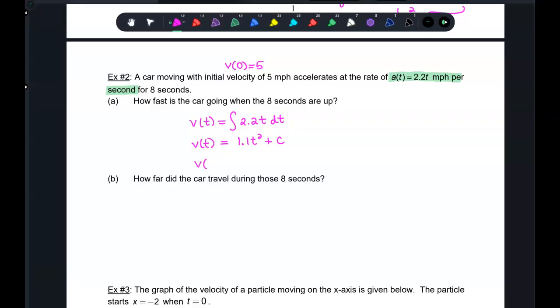So velocity, and this is going to be miles per hour, because when we are integrating it over seconds and it's miles per hour per second, that means our result will be miles per hour. And then we want to do v of 8. Yeah, so 75.4.